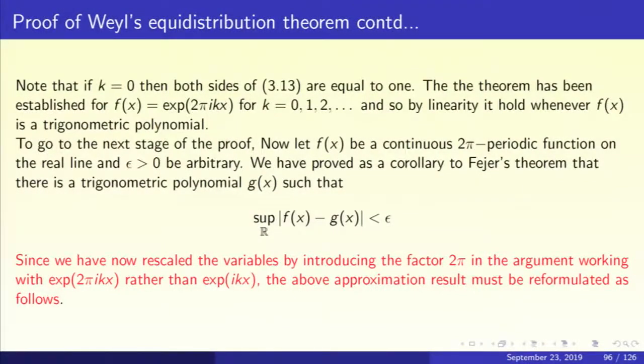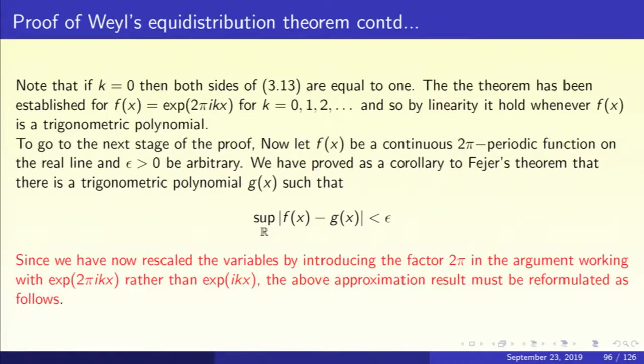So given a 2 pi periodic continuous function, there is a trigonometric polynomial g such that the supremum of mod f x minus g x is less than epsilon for any given epsilon. There is one small change here from this situation to what we have. What we have been looking at so far are 2 pi periodic functions, and our trigonometric polynomials are linear combinations of 1, sin x, cos x, sin 2x, cos 2x. But what we have done here is rescale the variable by introducing the factor 2 pi in the argument of the function itself. We are looking at exponential of 2 pi i kx, not exponential of i kx.